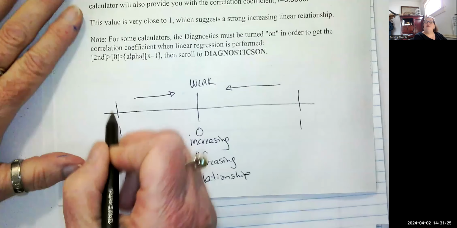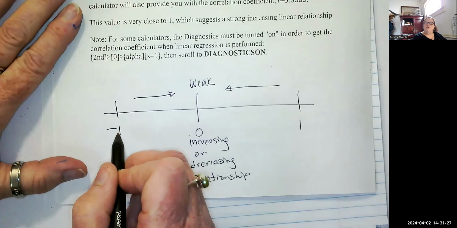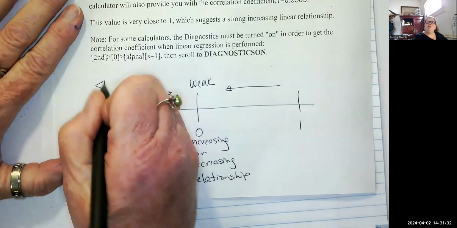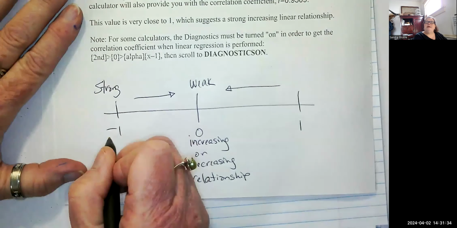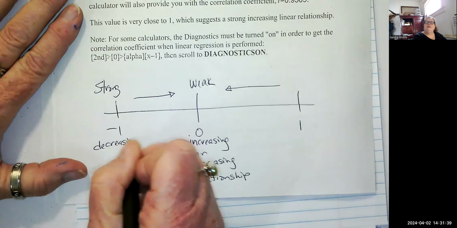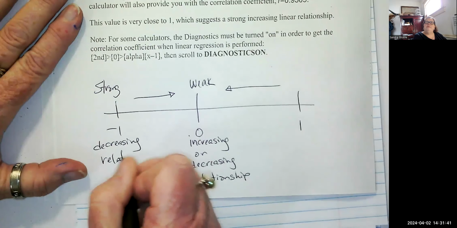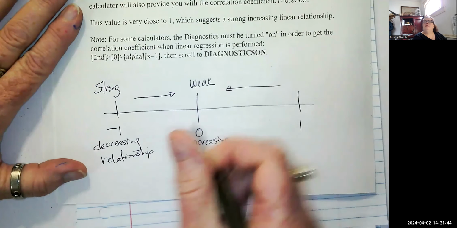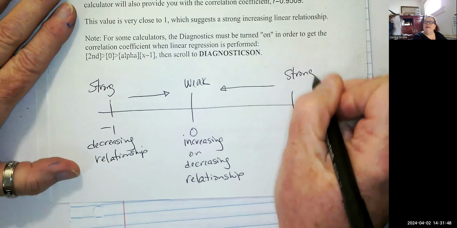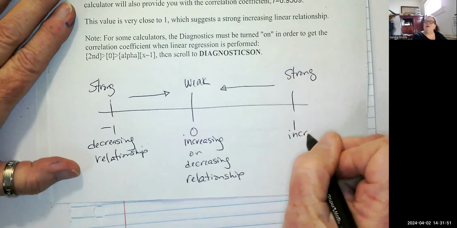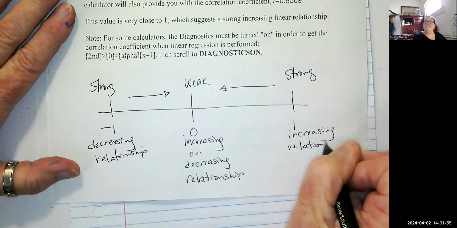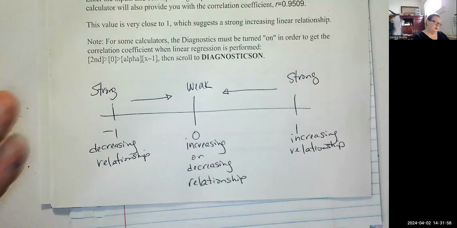If your correlation coefficient is really close to -1, then that's going to be strong, and because it's negative, it's going to be a strong decreasing relationship. If it is over here closer to 1, then it is going to be a strong, again, but increasing relationship. Hopefully that model helps you a little bit.